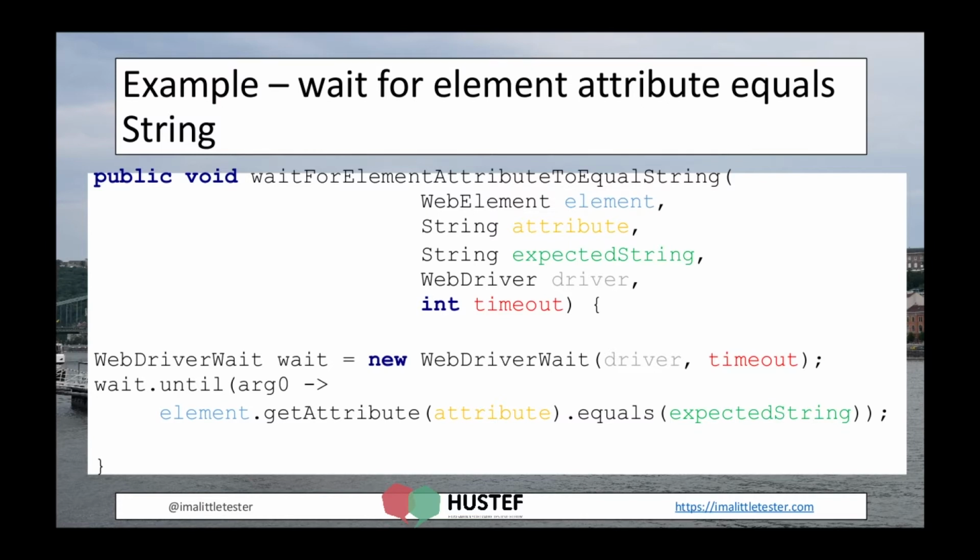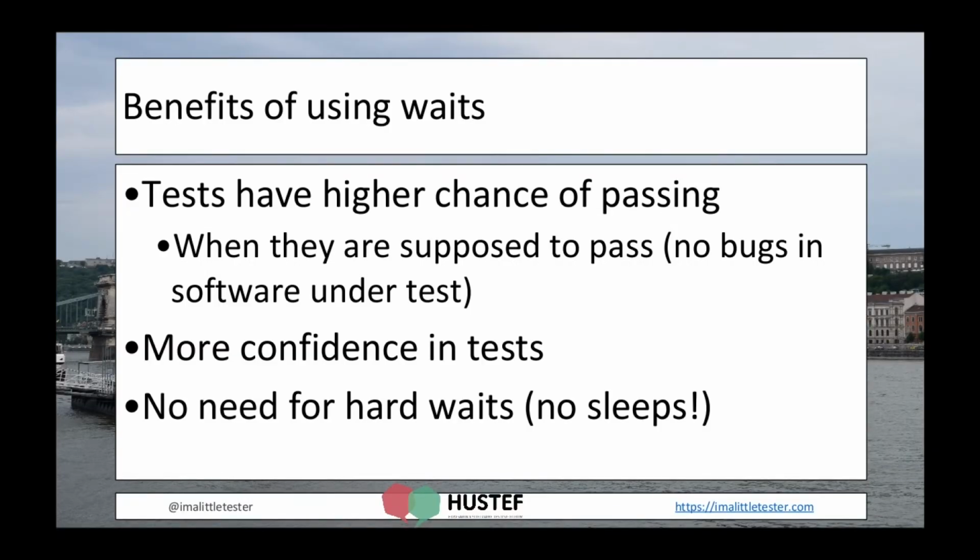And in this case, I also pass in a different value for the timeout because maybe in this test I want to wait a little bit more than the regular timeout because I might know that this is a problematic element. Because we're using waits, we have a higher chance of our tests passing because we're waiting for everything to happen. We have more confidence in our tests, and we don't need to use any more hard waits. These are the benefits of using our waits.